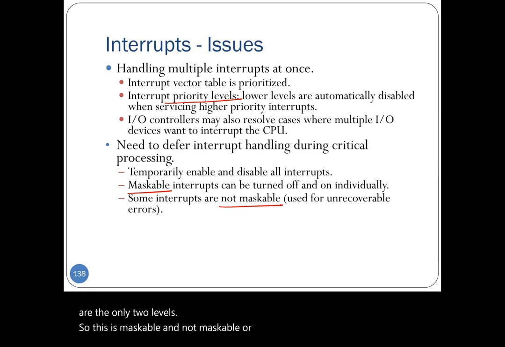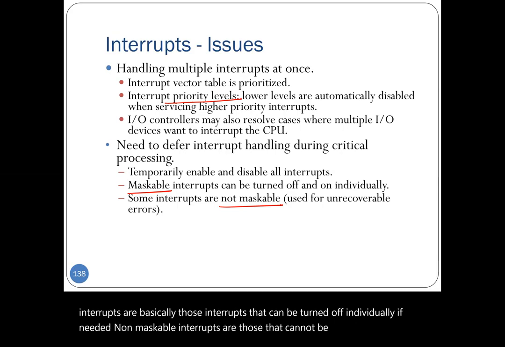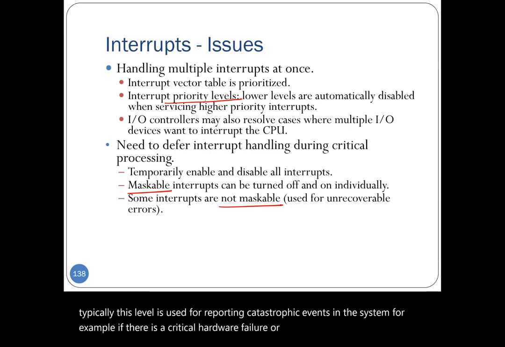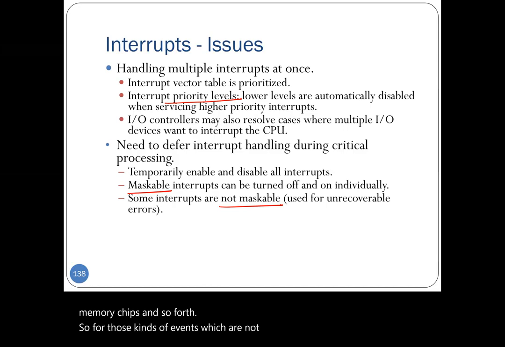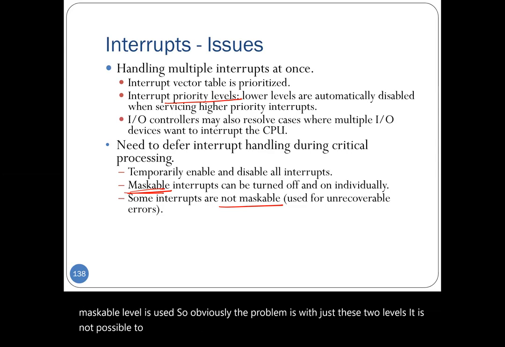The maskable interrupts are basically those interrupts that can be turned off individually if needed. Non-maskable interrupts are those that cannot be disabled. Typically, this level is used for reporting catastrophic events in the system. For example, if there is a critical hardware failure, or maybe there is some error in the memory chips and so forth. For those kinds of events, which are not very many, this level is used. For all other interrupts, the maskable level is used. So obviously the problem is, with just these 2 levels, it is not possible to distinguish between several IO devices that will all fall in this maskable level, right?